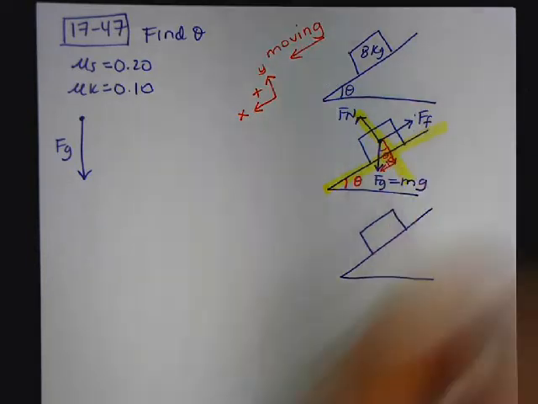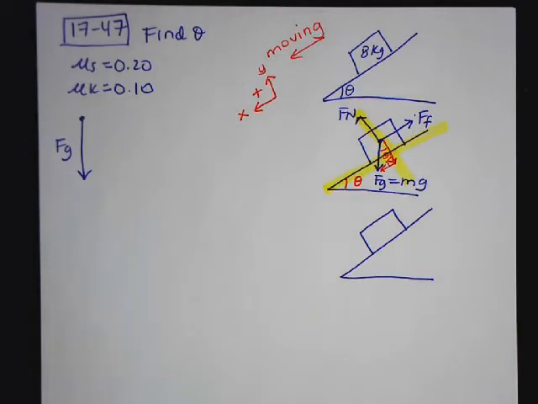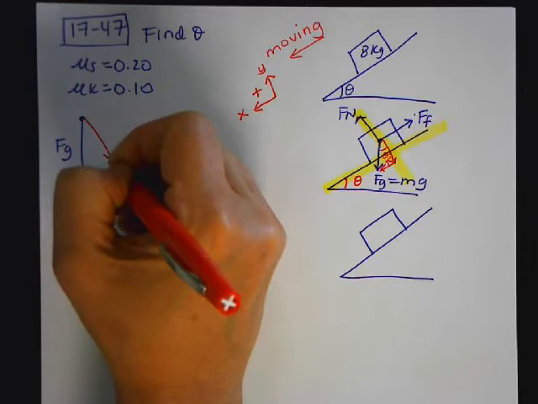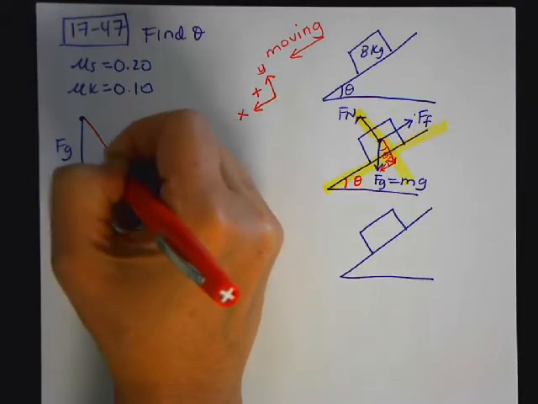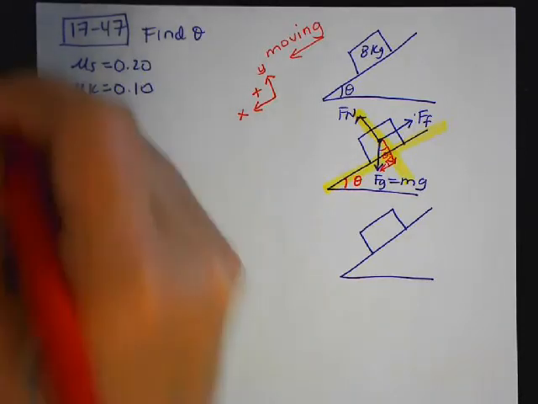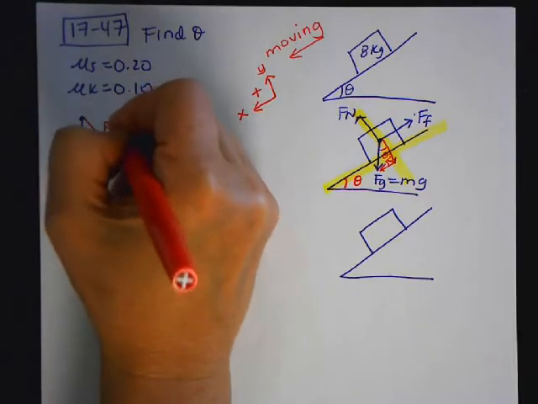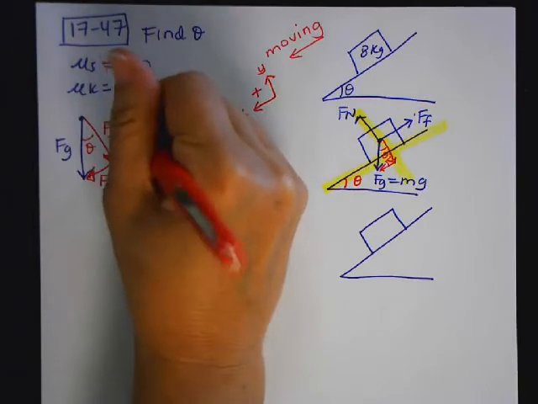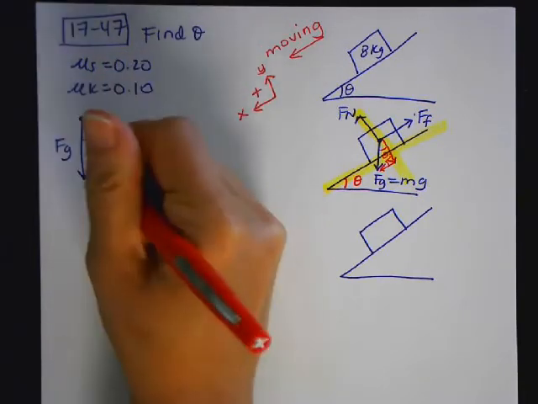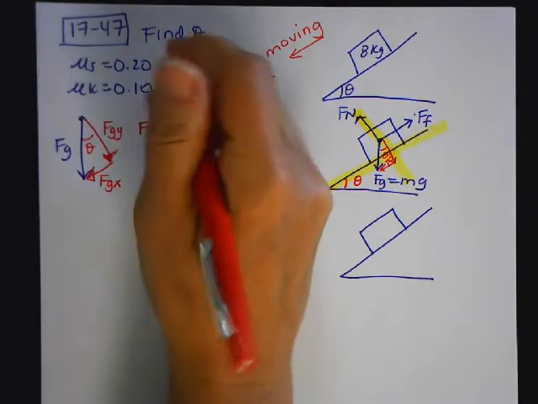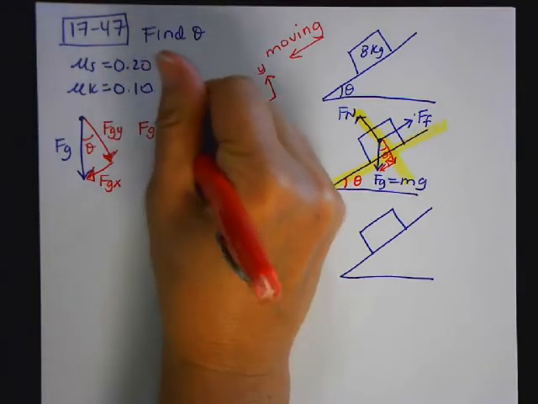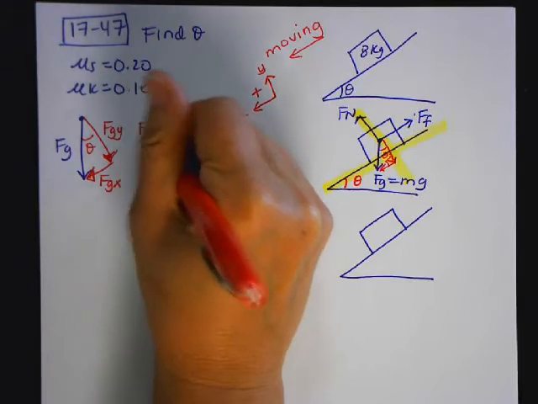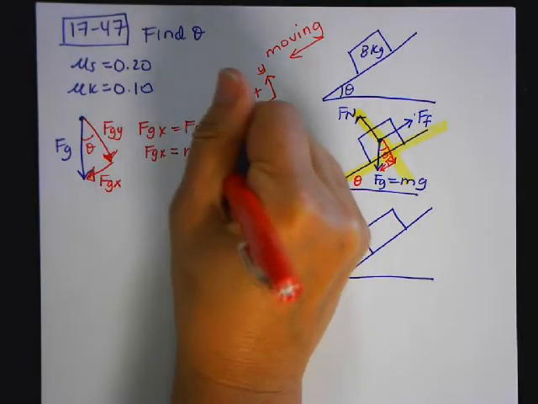So there are similar triangles. I'm going to just draw it here because I like to do it neatly. So here are my components, and do you see the directions of the arrows? These are important. This is what I'm going to call FGY, and this is going to be FGX. FGX is opposite the angle, so FGX is going to be F of G sine theta, so FGX is mg sine theta.